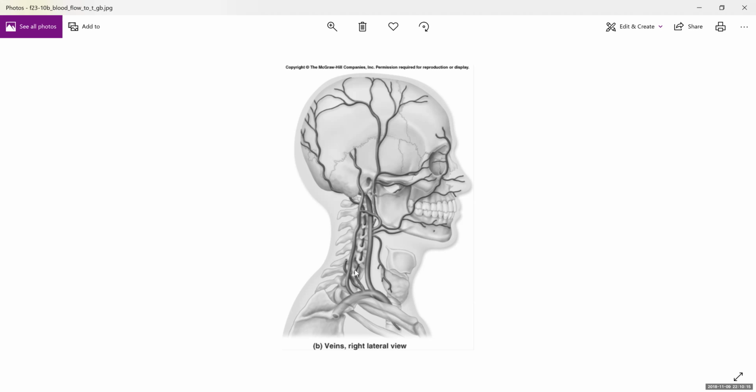Okay. There is a vertebral vein also that will run alongside the artery. And it passes through the little foramina, the little transverse foramina. Okay. All right. That's it here.